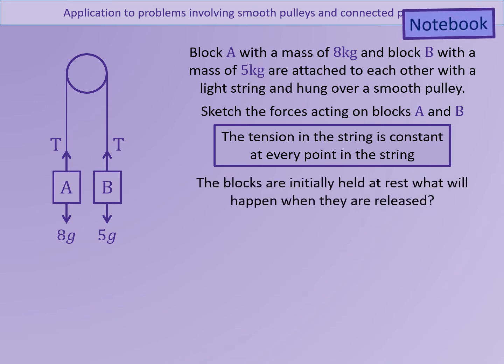Consider what happens when the system is released. When the system is released, the heavier of the two objects, A, will accelerate downwards with an acceleration of a, shown here. And the lighter of the two objects, B, will accelerate upwards. This will be with the same acceleration, because the string is inextensible, or not stretchy, so the objects will move at the same rate.